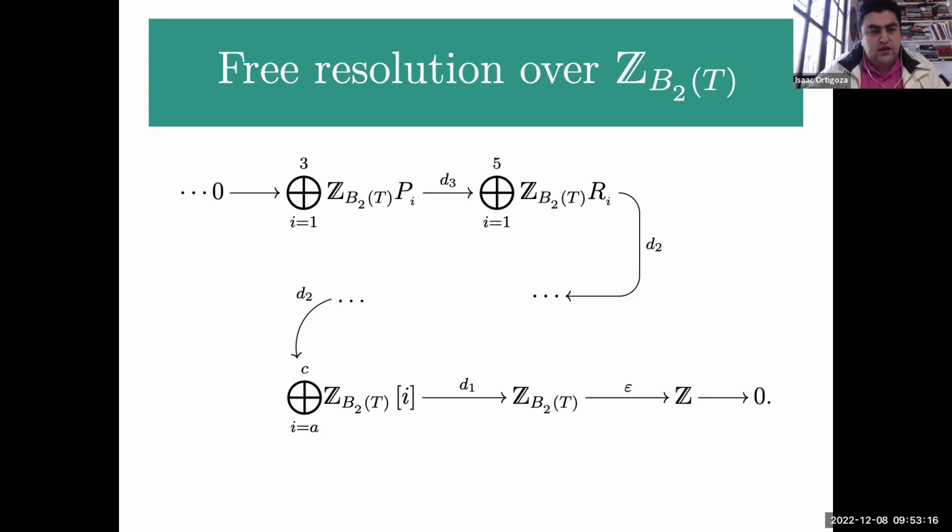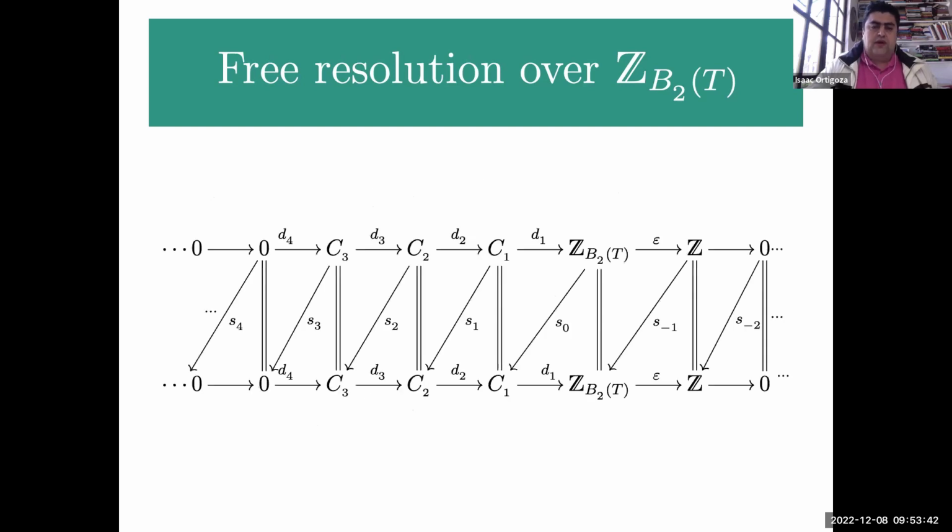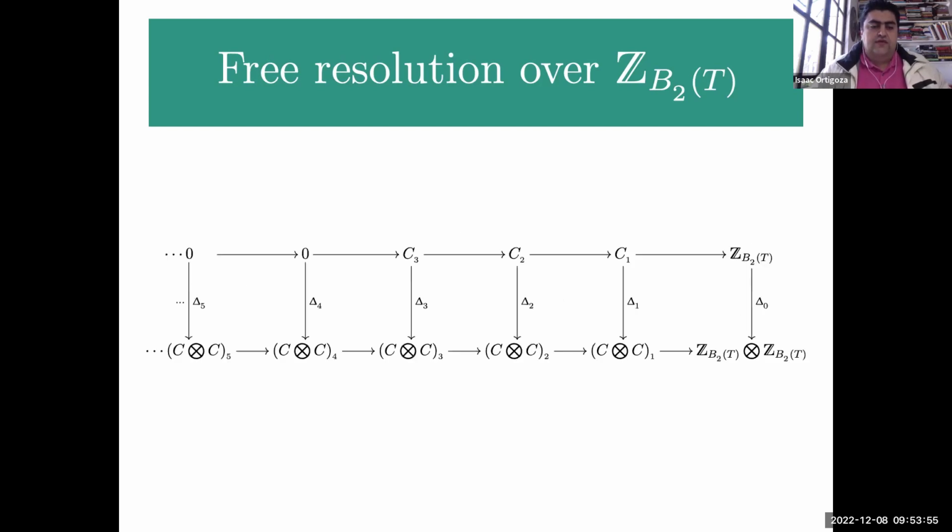I construct this free resolution to be able to calculate products in cohomology. With this resolution, I also give a homotopy contraction of this free resolution, and I use this free resolution, this homotopy, and the theorem of Handel. I use the Handel theorem, and I give a diagonal approach to this free resolution.